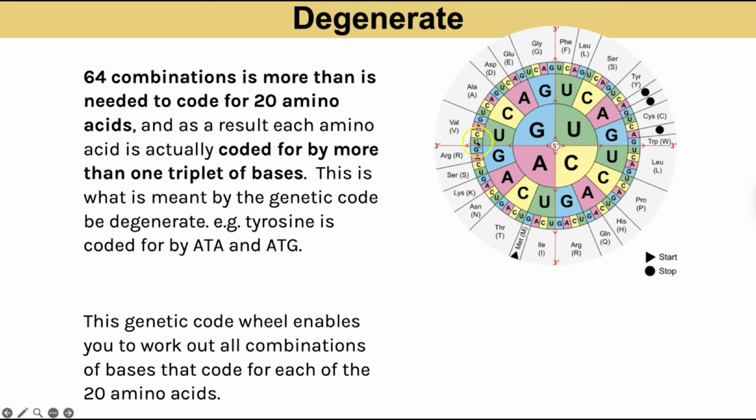But GUU, GUA, GUC, all of those code for the same. By the way, this is a genetic wheel which always has the codons, which are mRNA. That's why we've got U for uracil instead of T for thymine.